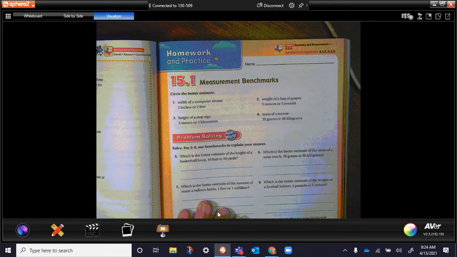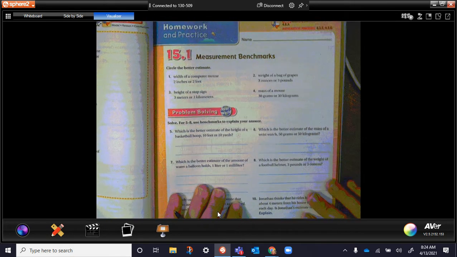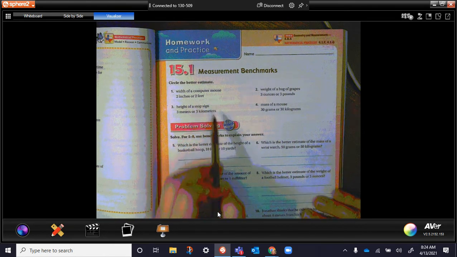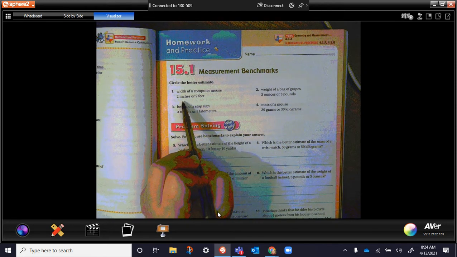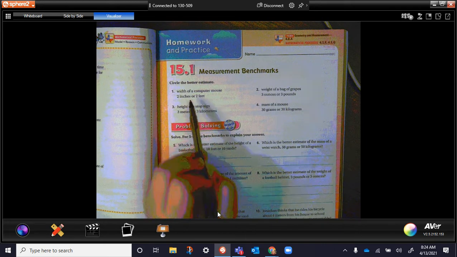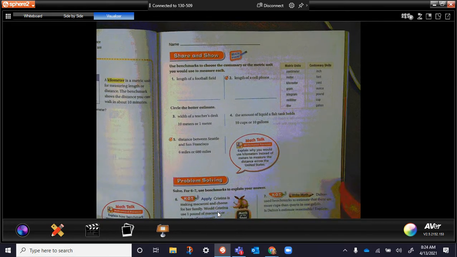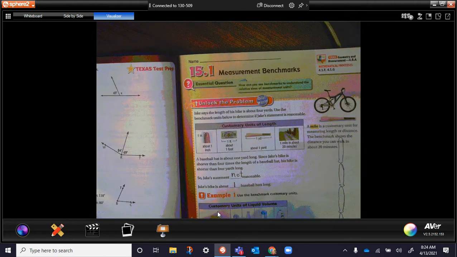So on page 523, you have measurement benchmarks. So you have choices. It says the width of a computer mouse. Your choices are 2 inches or 2 feet. So just circle the one that is going to be closest to a computer mouse, and you use those benchmarks. So go back, find the section where it says inches and feet.